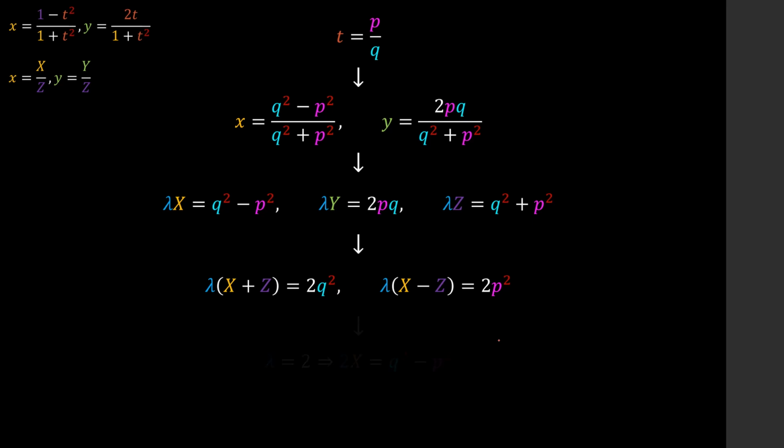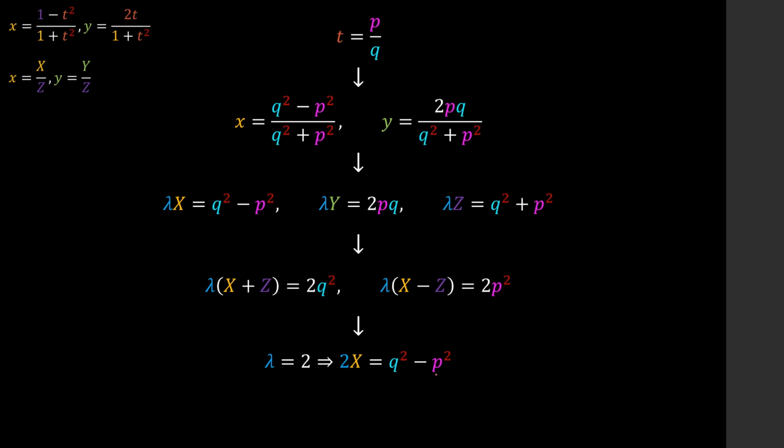So what that tells us is that lambda is either 1 or it's 2. If we assume that lambda is 2 for a second, well, let's see. We have lambda equals 2. That means that 2x, because lambda is 2, is q squared minus p squared. Now if you'll remember our tables from earlier, we saw that square numbers are either 1 more than a multiple of 4, or they are a multiple of 4.